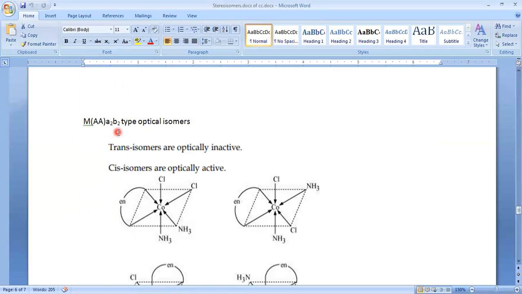But in the case of the cis form, it is optically inactive. Why? Because the cis form may have some symmetry elements, so that's why the cis form does not exhibit optical isomerism.